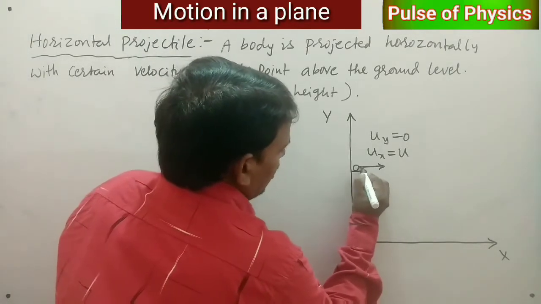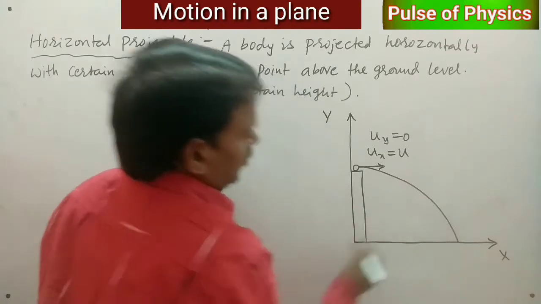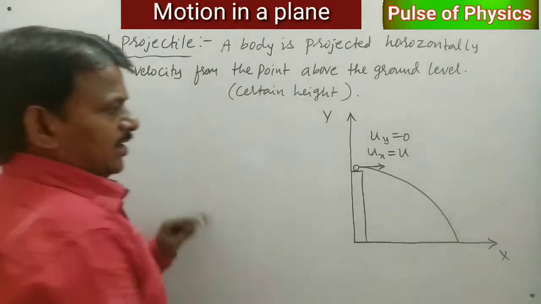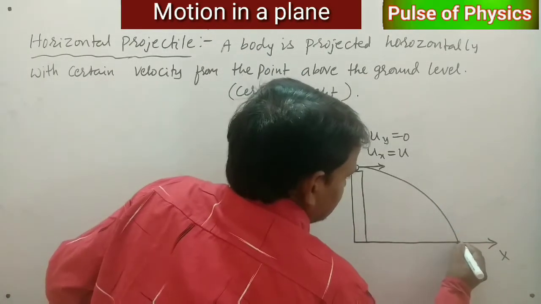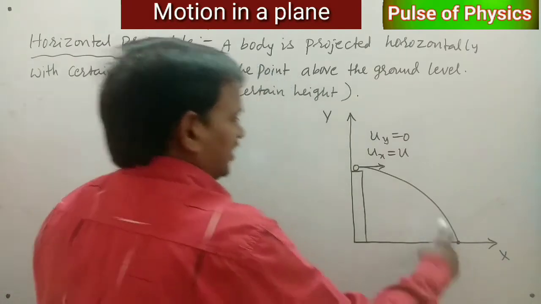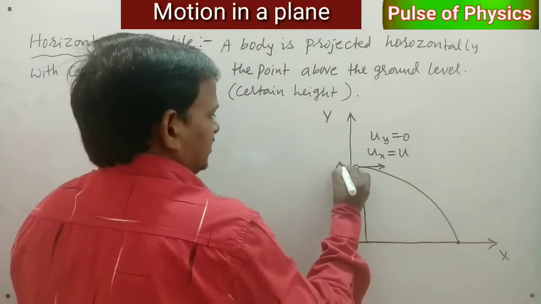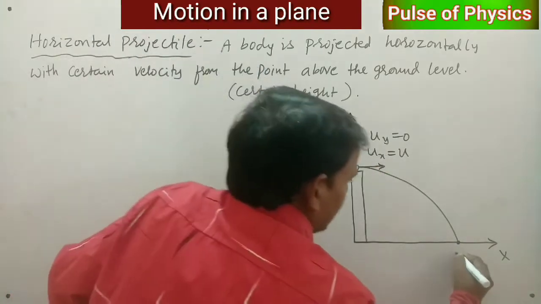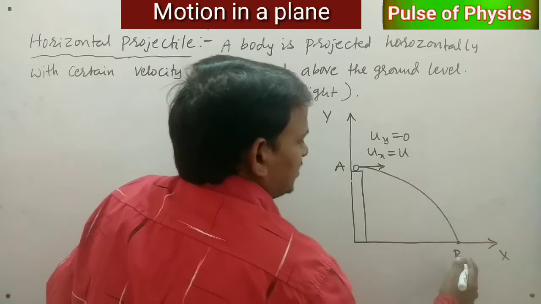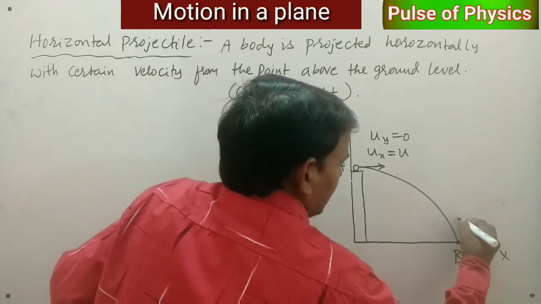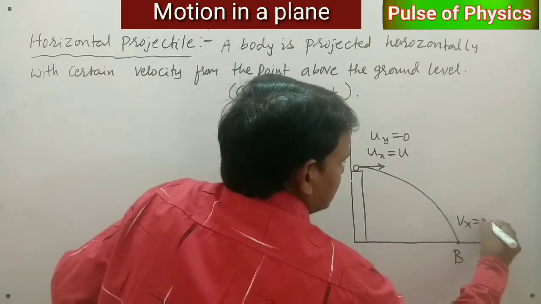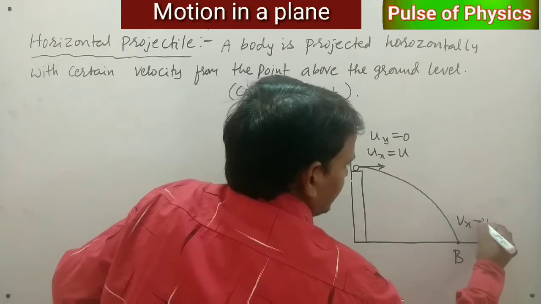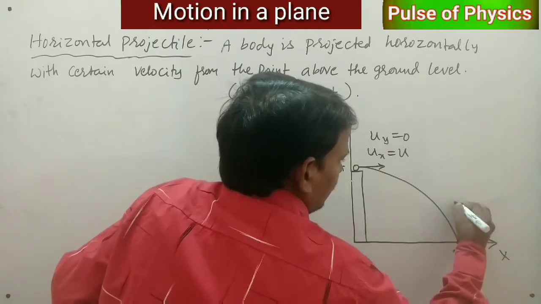Here from this point it follows this curved path, right? Now this is the final point of the journey. This is the initial point of the journey. At A, it has ux, uy values. At B, what are ux, uy values? Here, at B, velocity vx is u, it remains the same. What is vy? We have to find.